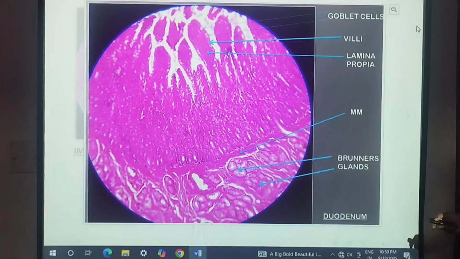Good morning, students. Today we will be discussing the histology of duodenum. So you can see I kept the actual photo micrograph of the duodenum.